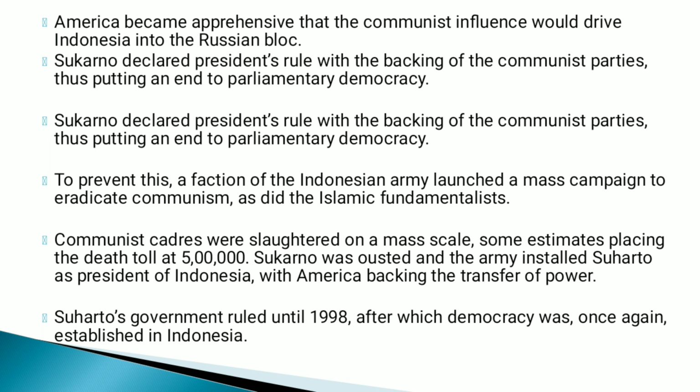Communist cadres were slaughtered on a mass scale, some estimates placing the death toll at 5 lakh. Sukarno was ousted and the army installed Suharto as president of Indonesia, with America backing the transfer of power. Suharto's government ruled until 1998, after which democracy was once again established in Indonesia.